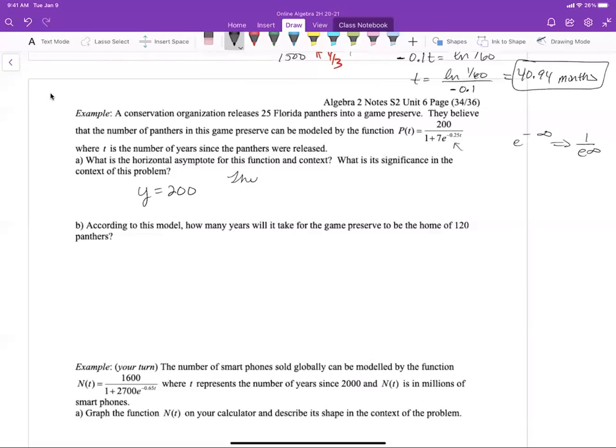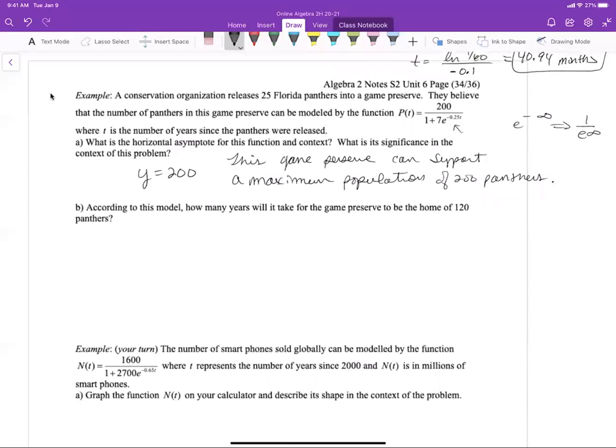And what is that in context? This essentially is the amount of panthers that this preserve can support. So this game preserve can support a maximum population of 200 panthers, because eventually maybe the food supply is gone. Well, that's probably what it is actually, but anyway, okay.